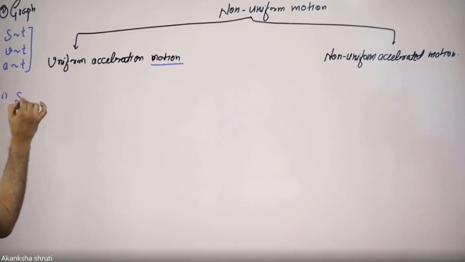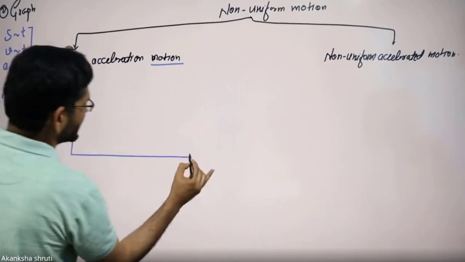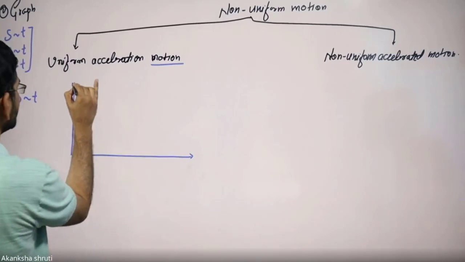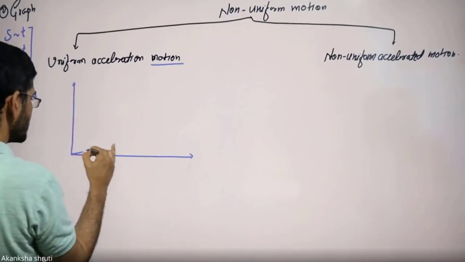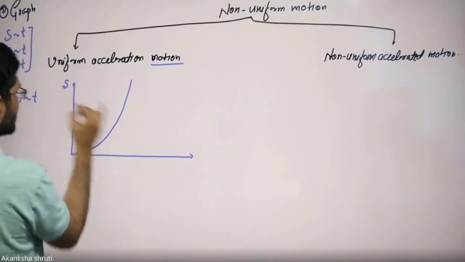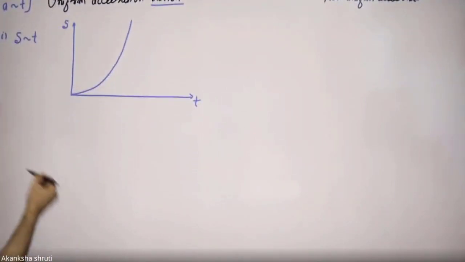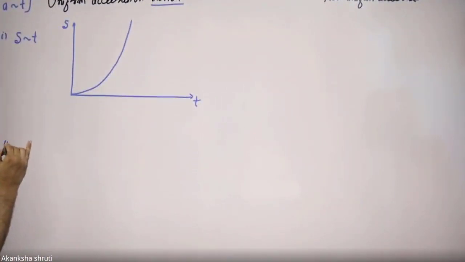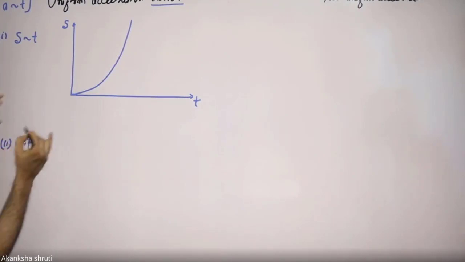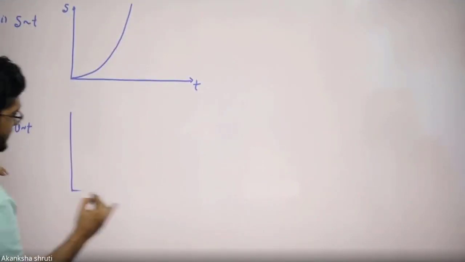So, students, we will plot these three kinds of graph for the uniform motion. Let us consider the ST graph. If we plot the ST graph for uniformly accelerated motion, you will find that the ST graph increases like this. This we had also drawn earlier. Now, if we plot the velocity time graph for the same motion, we had also plotted. Let me redraw it.